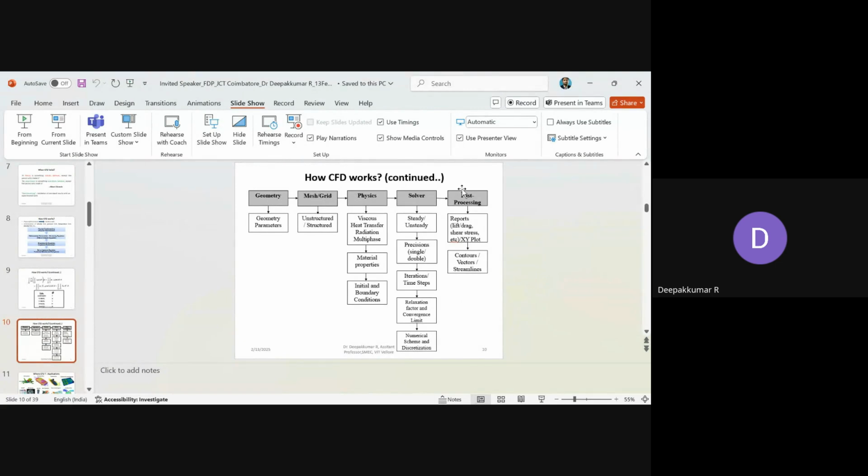Finally, the results, post-processing: what will be the results? Generally, the raw data coming out from the solver. If it is a fluid dynamics problem, only pressure and velocity will be the raw data. In a heat transfer problem, temperature will also come into the picture. If you add more and more physics, say for a compressible flow problem, pressure, temperature, velocity, in addition to density also come into the picture.